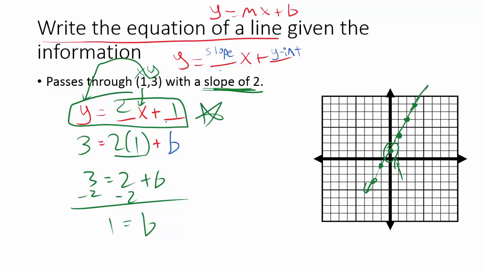The reason that we're going to use this method is we may not always have a graph to work with, or that y-intercept could cross at some crazy point like right here, and we don't know if that's 1/2, whether it's 2/3, and we're going to have to use algebra to figure that out.